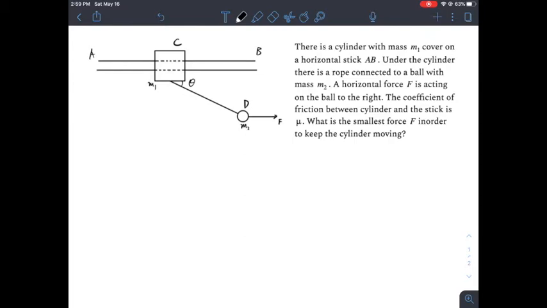So today we have a cylinder with mass m1 covered on a horizontal stick AB. Under the cylinder there is a rope connected to the ball with mass m2. Horizontal force F is acting on the ball to the right. The coefficient of friction between the cylinder and the stick is mu. What is the smallest force F in order to keep the cylinder moving?